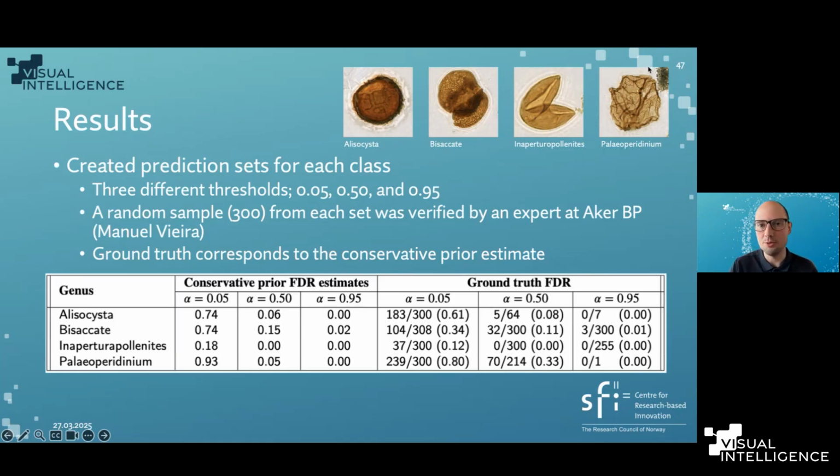So sort of a conclusion from this is that choosing a significance level of 0.50, which means that we basically discard half of the in-distribution data in the test, will lead to prediction sets that are roughly correct and that will contain very few out of distribution crops.